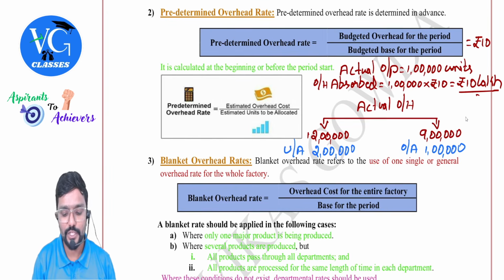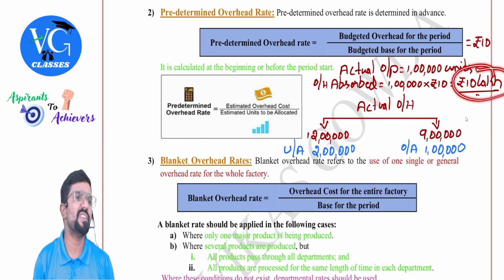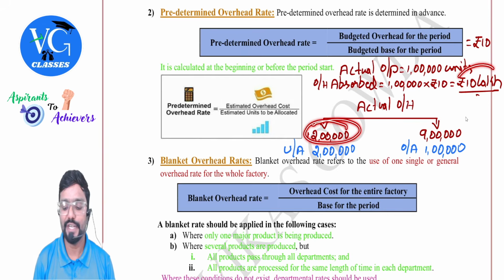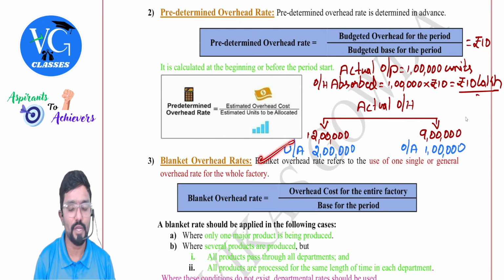Now at the end of the year, you know what the actual overhead is. Assume either of the two is there, because very rarely will it match exactly with 10 lakh, as you cannot estimate with 100% accuracy. So at the end of the year, assume your actual overhead is 12 lakh, but you have absorbed 10 lakh. Have you absorbed less or more? Less, sir. So there is an under absorption of 2 lakh.